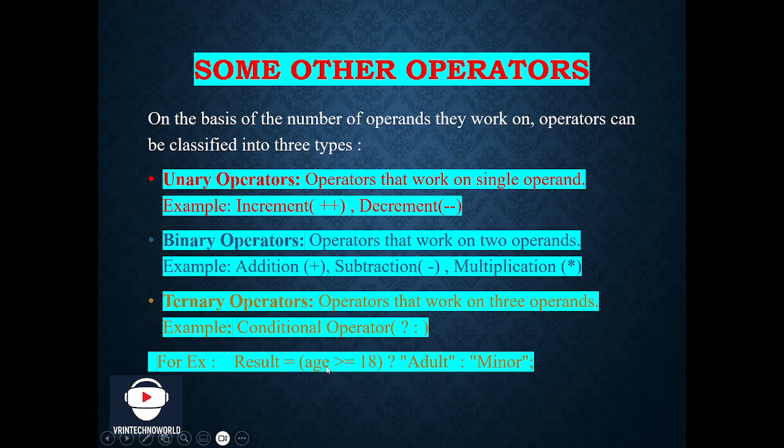And how does it work? For example, result equals to, where you have one condition, like if age is greater than or equal to 18, then the true part would be printed in the first inverted commas, then a colon sign, which is for the else statement.